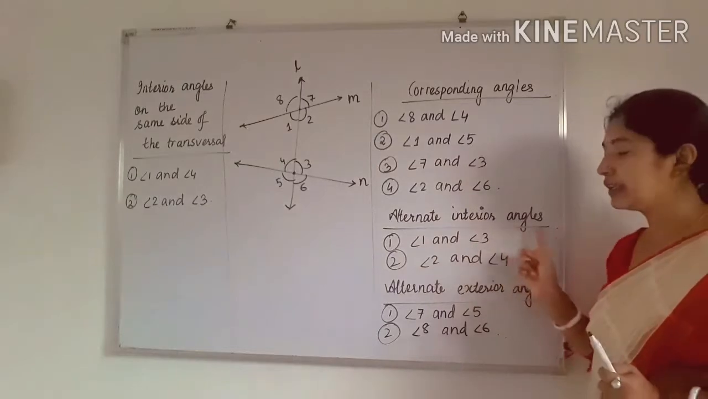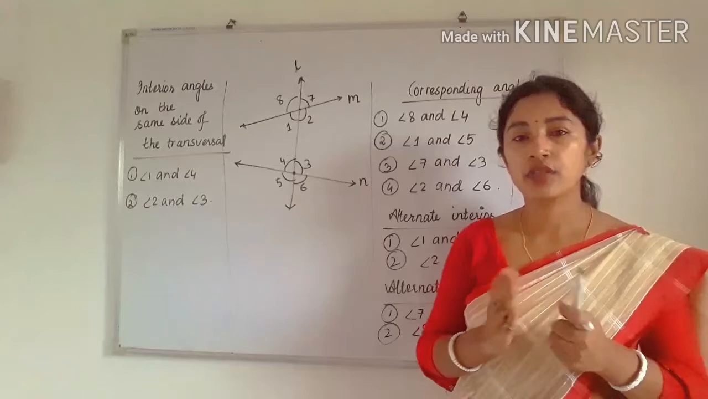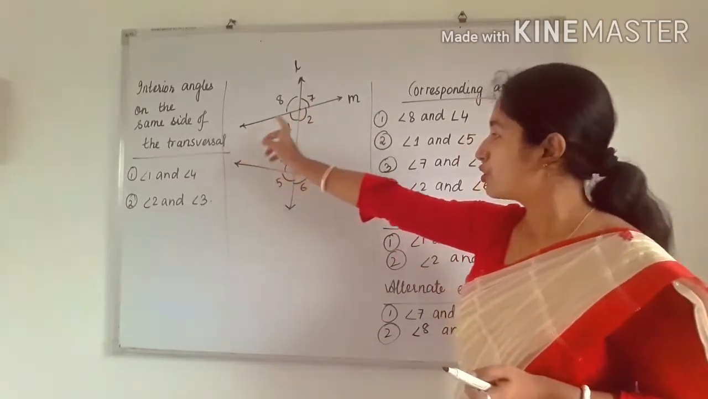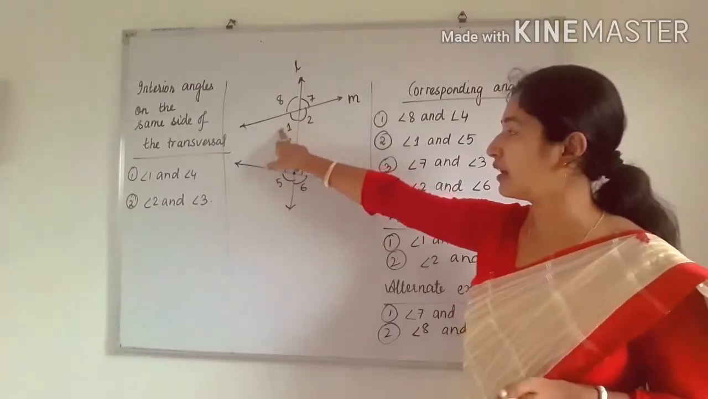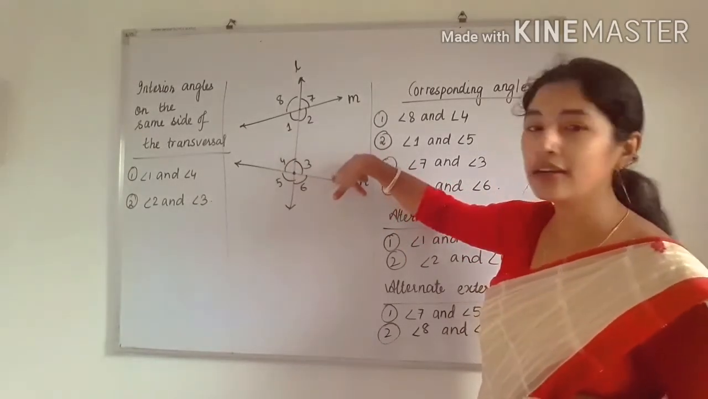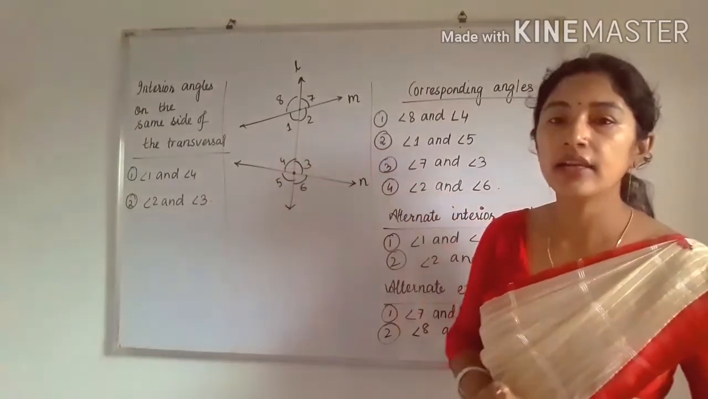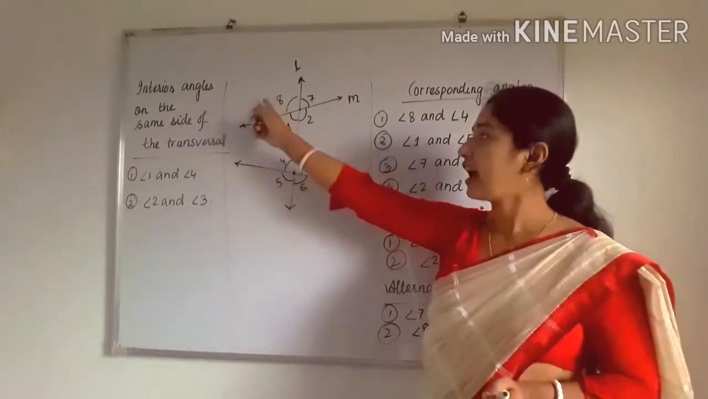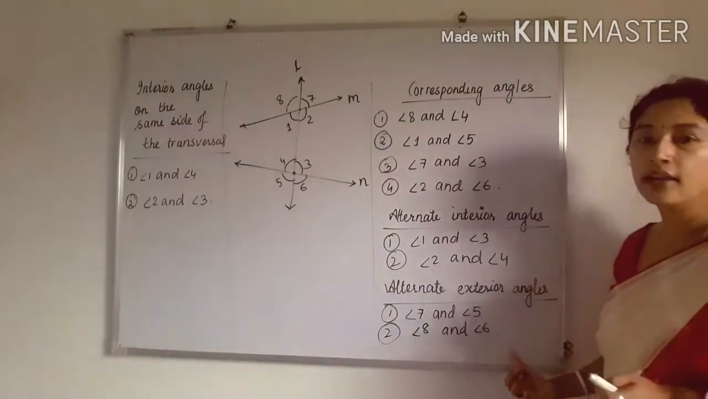Okay, so what is alternate? When we say alternate interior angles, then we have to see the two sides of the transversal line. So this is the transversal line, this is one side and this is the other side. For alternate interior angles, in the first one I have written 1 and 3. See, one angle is in this part and another angle is in the other side. So 1 and 3 are alternate interior angles. Similarly, angles 2 and 4 will be alternate interior angles. Similarly, in case of exterior, we can write angle 7 and angle 5, and next angle 8 and angle 6. Okay, so these are alternate interior and exterior angles.